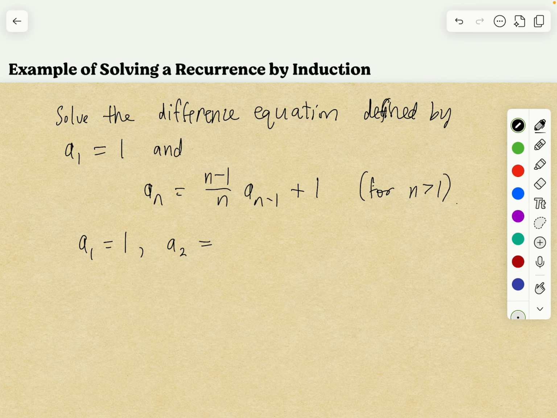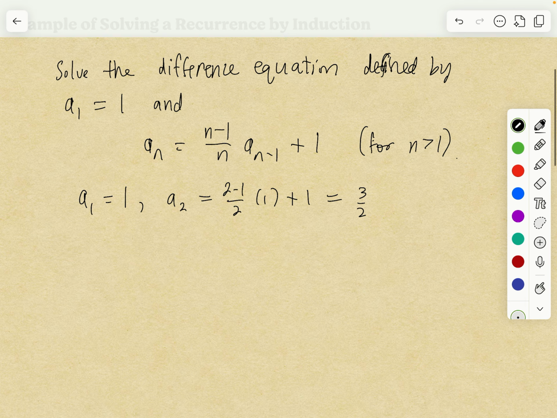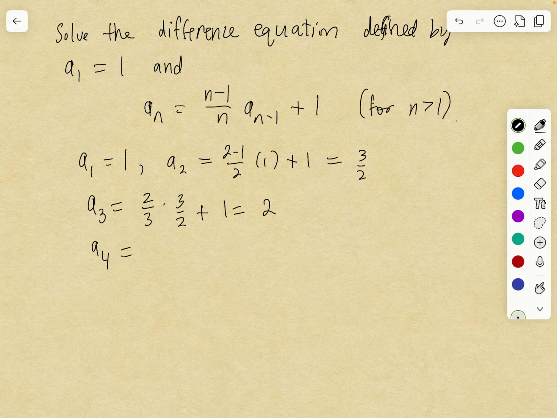So a2 is when n is 2, so we get 2 minus 1 over 2 times a sub 1, which is 1, plus 1. So that's 1/2 plus 1, which is 3 over 2. Let's calculate another one. A sub 3 is 3 minus 1 over 3, so that's 2/3, times a sub 2, so that's 3 over 2, plus 1, you get 2. And let's calculate one more. A sub 4 is 4 minus 1 over 4, so that's 3/4 times a3, that's 2, plus 1. So you get 6/4 plus 1, that's 5 over 2.